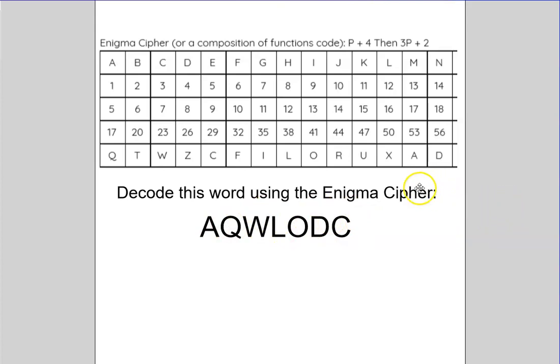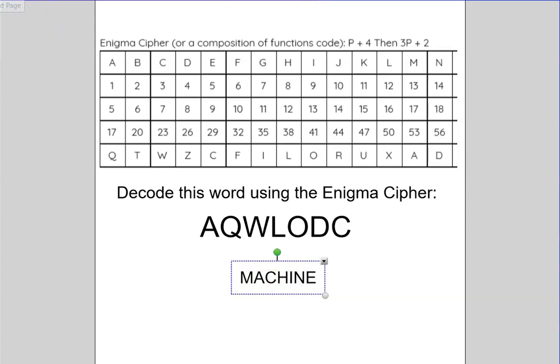All right. Did you figure it out? Well, an A is actually an M. A Q is actually an A. A W is actually a C. An L is actually an H. An O is actually an I. A D is actually an N. And a C is actually an E. And so this was coding the word machine.